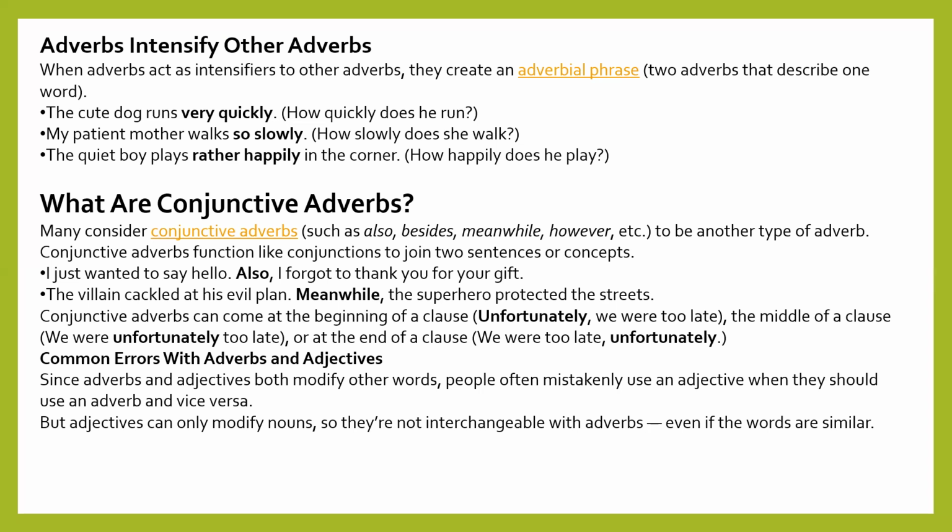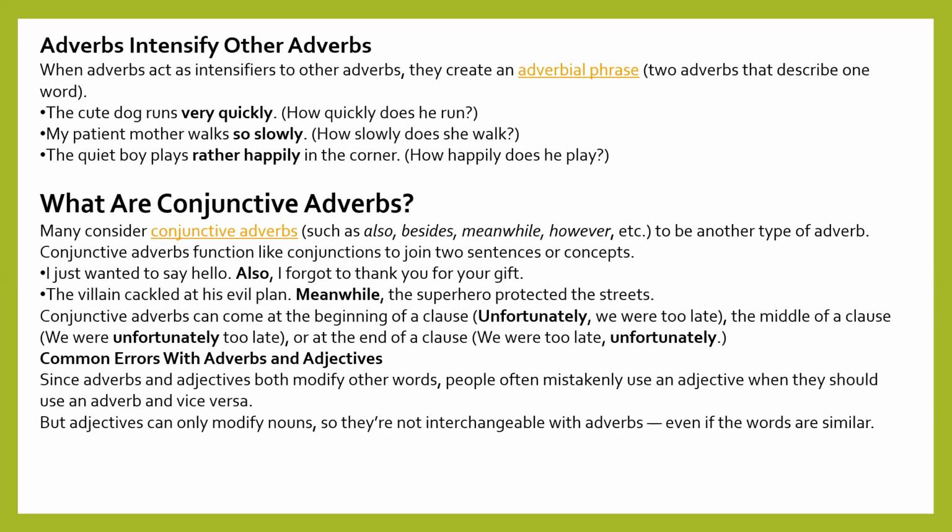Now about the linking adverbs, which are also known as conjunctive adverbs, which we will learn in the next video. Words such as also, besides, meanwhile, and however are another type of adverb which help to join two sentences or two concepts. Examples are given. I just wanted to say hello. Also, I forgot to thank you for your gift. Also is a conjunctive adverb. The villain cackled at his evil plan. Meanwhile, the superhero protected the streets. So, meanwhile is a conjunctive adverb.